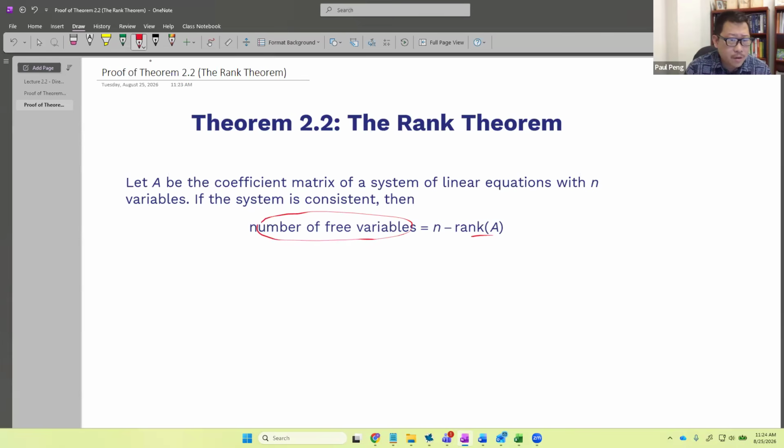Is this true? Yeah, it is a simple one. Let's look at a proof. So what is the number of free variables? Do you believe this?